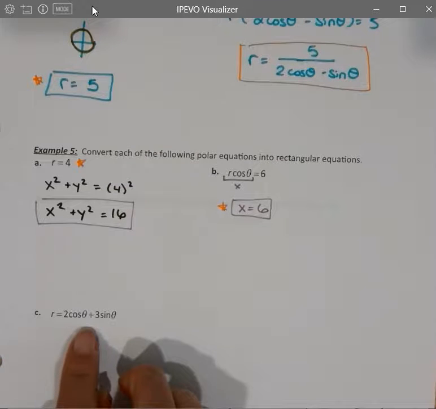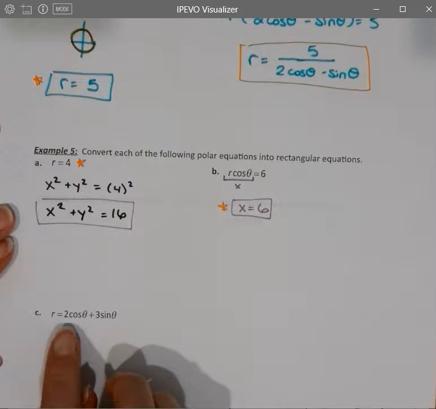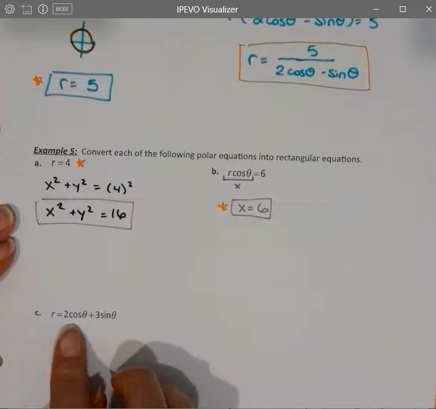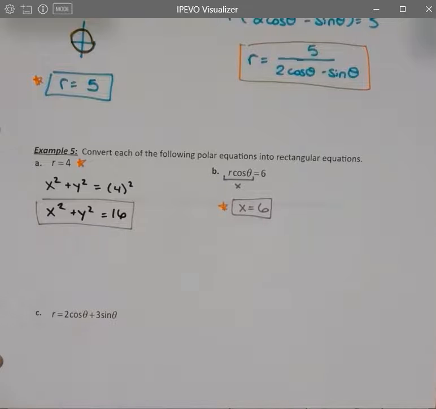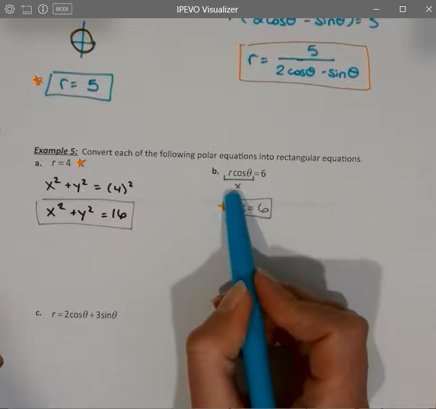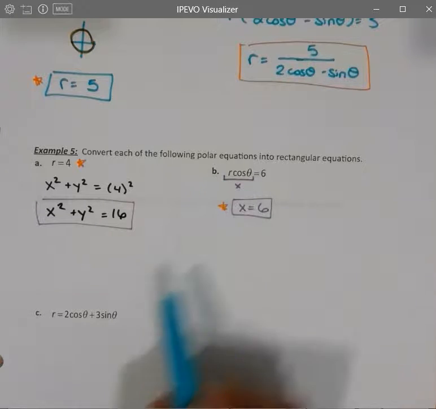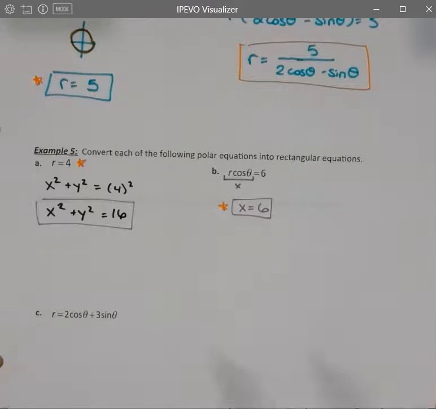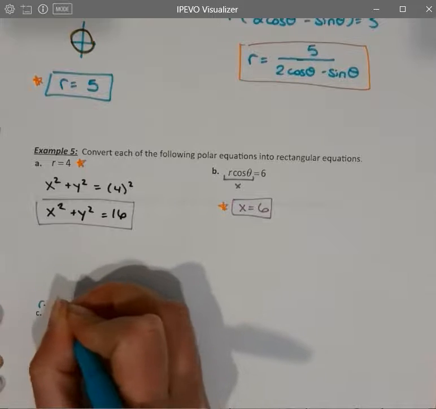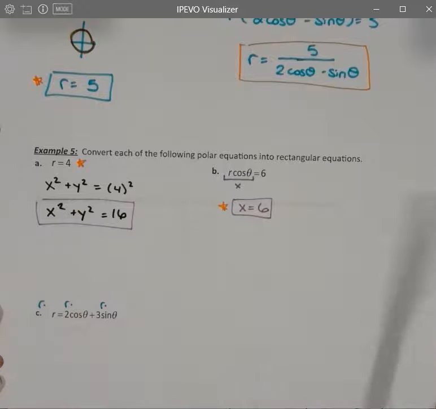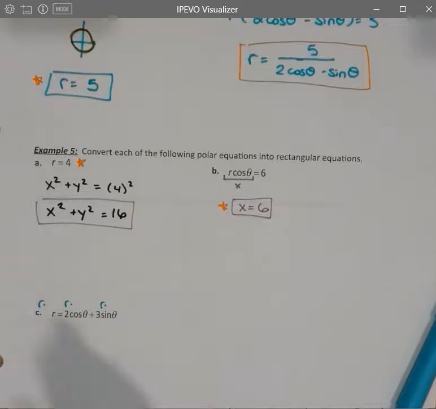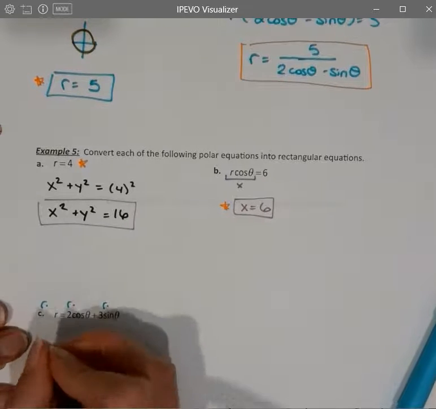Now we've got another one down here. r is equal to 2 cosine theta plus 3 sine theta. This one's going to take us a little bit of work to get into rectangular coordinates. Back on the last one, because I had an r times a cosine theta, I could replace that with x. But I can't replace just cosine theta. So one of the strategies actually is to multiply both sides by r, or multiply everything by r. And so I'll have that r cosine theta and that r sine theta that I can replace.